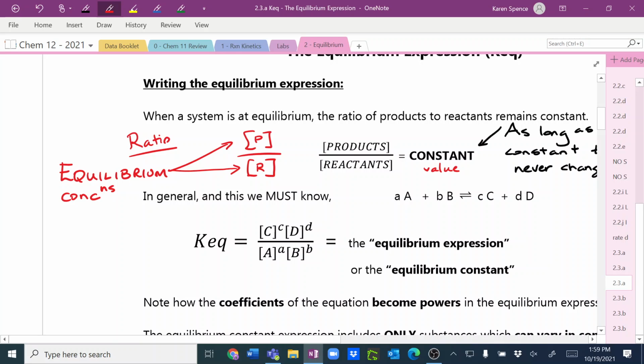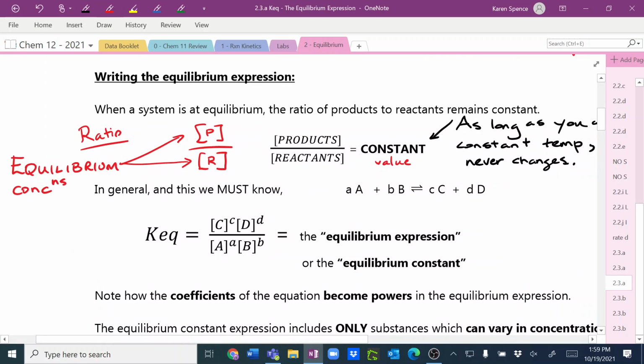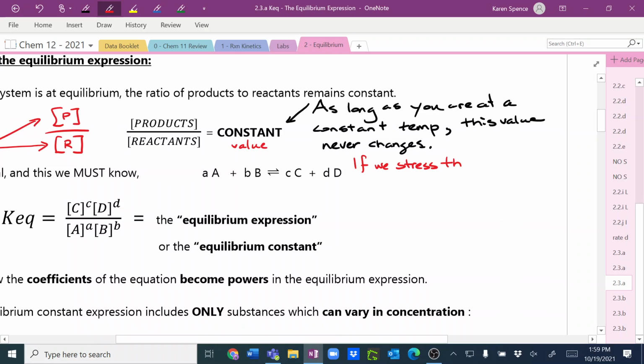So if we were to change the concentration and the system shifted, it would shift in order to get the ratio back to the original value. Yeah? If we were to change the volume, the system shifts in order to get the ratio back to the original value. So if we stress the system by a change in concentration or a change in pressure or volume, the system will shift to go back to the original value.